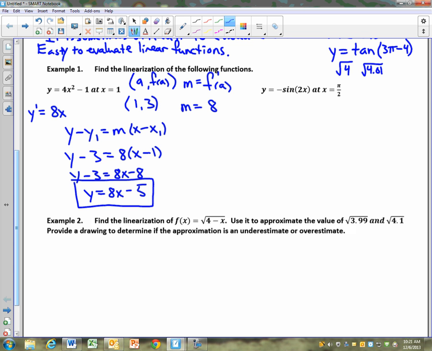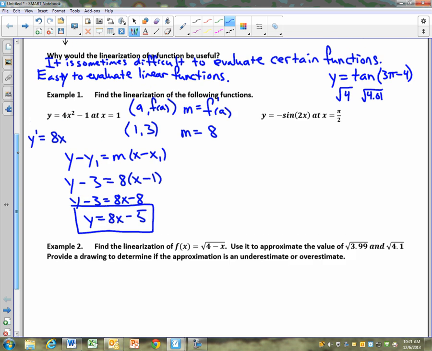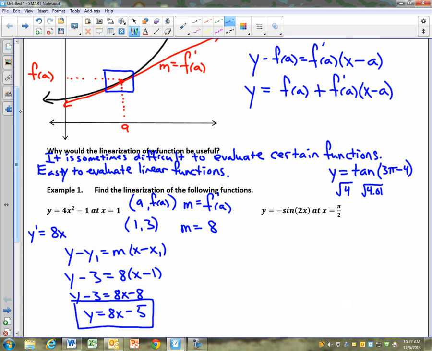Now, have you done this skill before? Yes, we've found this is just an equation for a line tangent, is it not? So here's what I want you guys to understand though. This line, y equals 8x minus 5, not only is it the tangent line, but now we're going to define it, just like our picture shows, as the linear approximation of that function. It's very, very similar to the function.